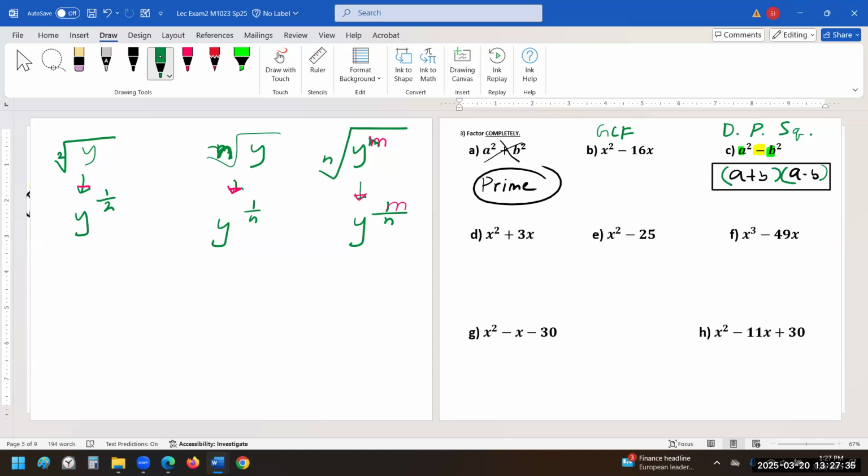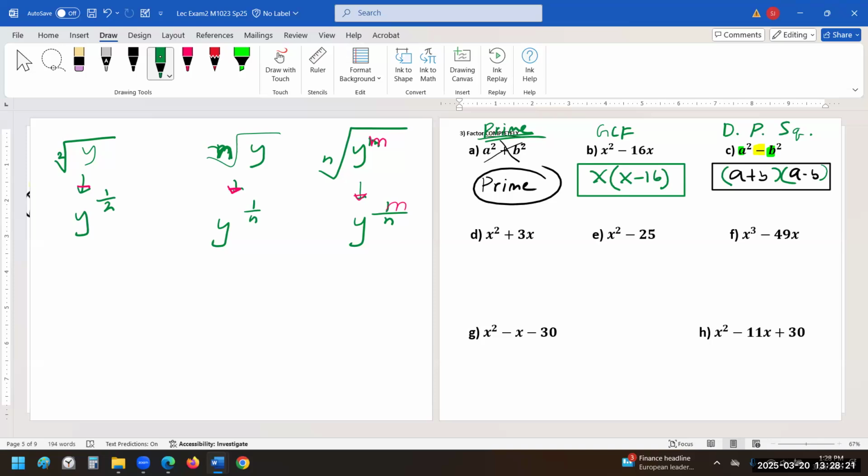When you have two terms, you have two choices. Actually, you have three choices, my bad. One is prime, which is not factorable. One is you pull out a GCF, or you use the difference of perfect squares method. So the first one is prime, the second one is GCF. You factor out x, and what remains is x minus 16. And then you have to stop because x doesn't have any square, it's simple x, so you don't have to factor more. So prime, GCF, or difference of perfect squares.